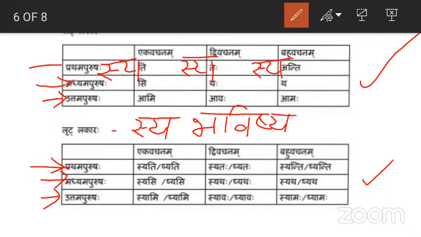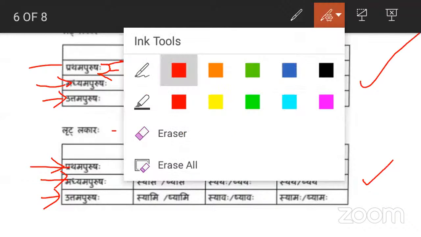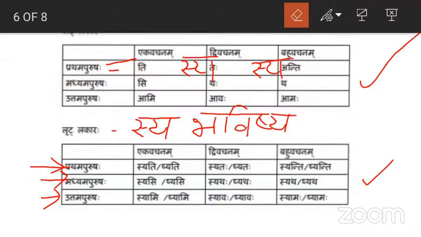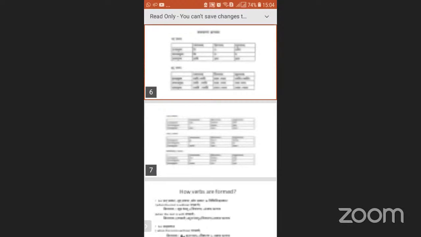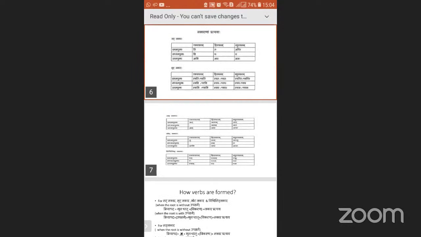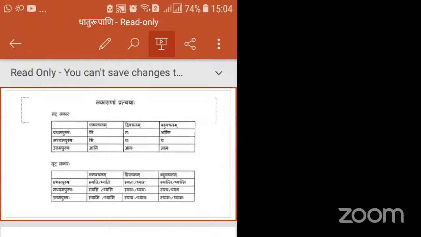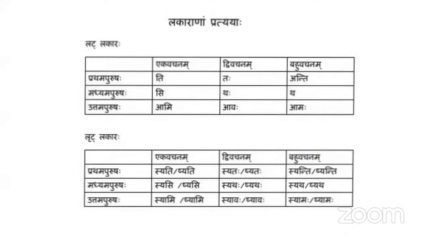That means you have to add sya to every lat lakar ending, the present tense ending. Then we will get the bhavishyat kal or lrut lakar endings. Now take a screenshot.